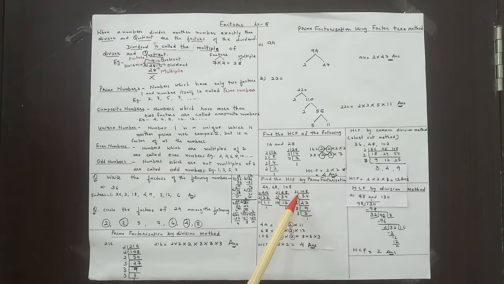108. Now it will be divided by 2. 2 5s are 10, 2 4s are 8. We are having 54 here. Now 54 will be divided by 2. 2 2s are 4. 1 will go here. It will become 14. 2 7s are 14. Now we have 27 and 27 cannot be divided by 2.